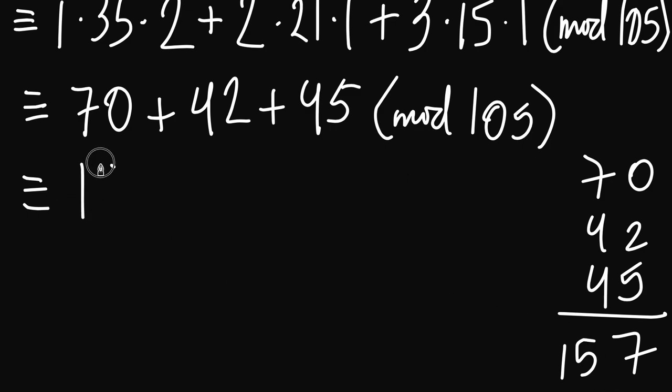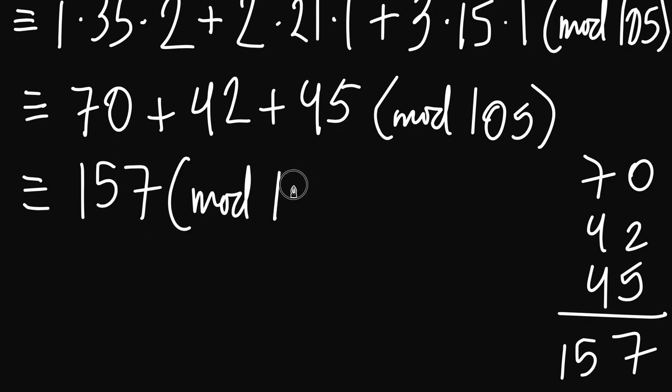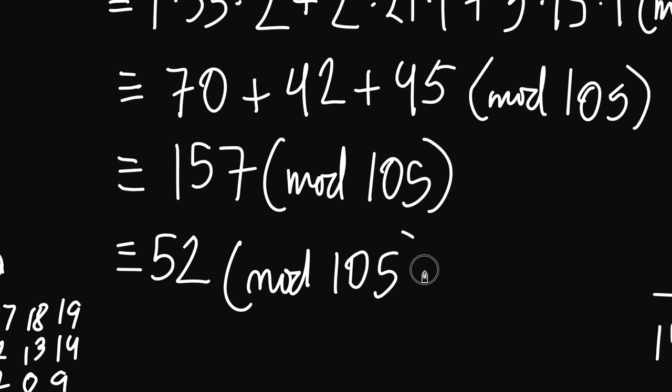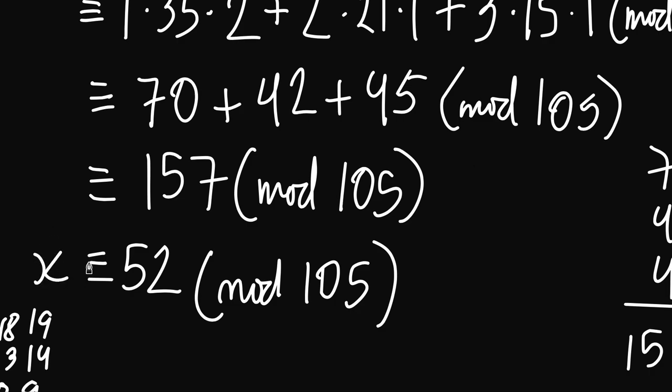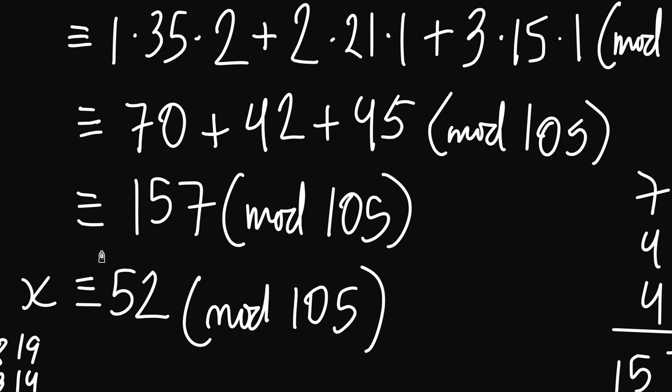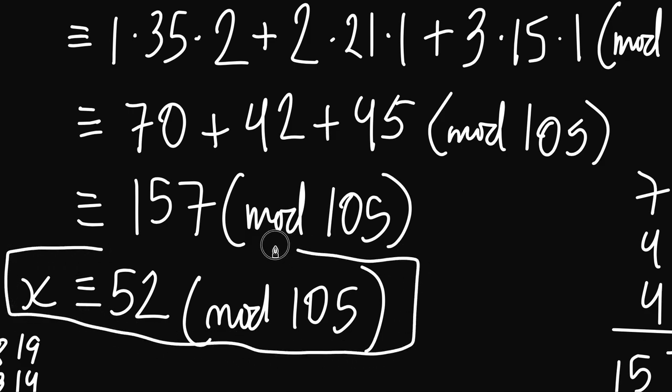So let's write it if you want, 157 mod 105. So get the remainder, put this in the least residue. So this becomes 52 mod 105. And this is the value of our x. Oops, this is the value of our x. Okay, so this is the value of our x via the Chinese Remainder Theorem.